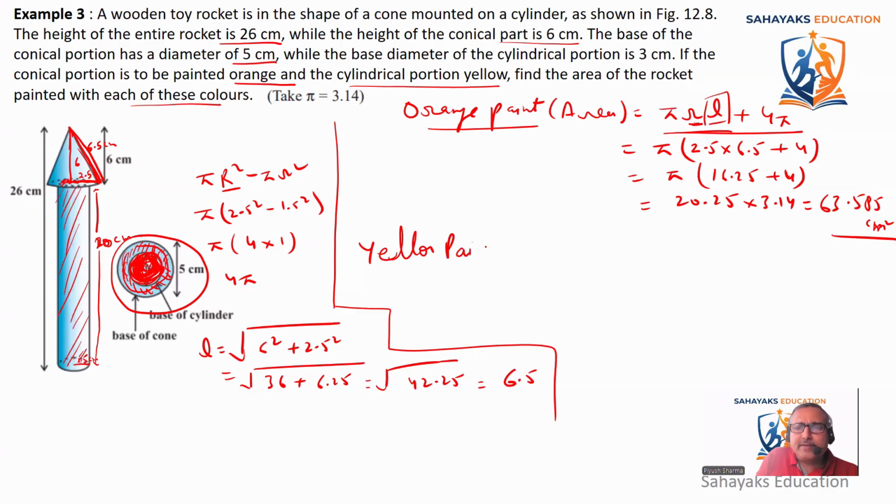or yellow paint area is equal to, we have to take the curved surface area, that is 2 pi r h. This r is different. Okay, this r is not 2.5. This r is 1.5 because the radius of the cylinder is different from the radius of the cone. So it is 2 pi rh plus pi r square, the base. Pi r square is for the base. So we are taking the base. You have to paint the base as well.